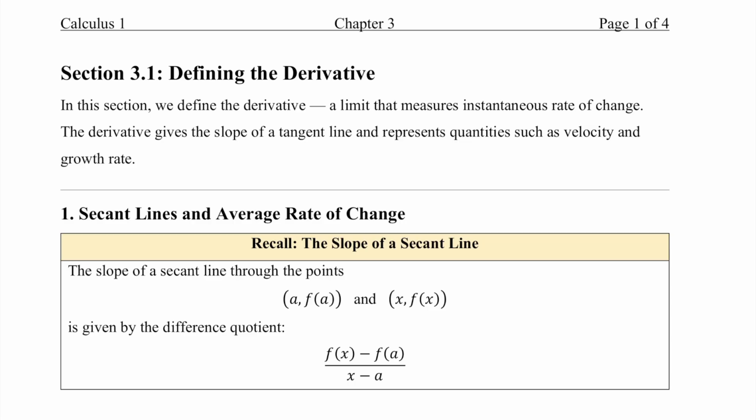A derivative measures the instantaneous rate of change of a function. In simple words, it tells us how fast something is changing at one specific point. You can also think of the derivative as the slope of the tangent line to a curve. Before we talk about tangent lines, we need to review something called a secant line.